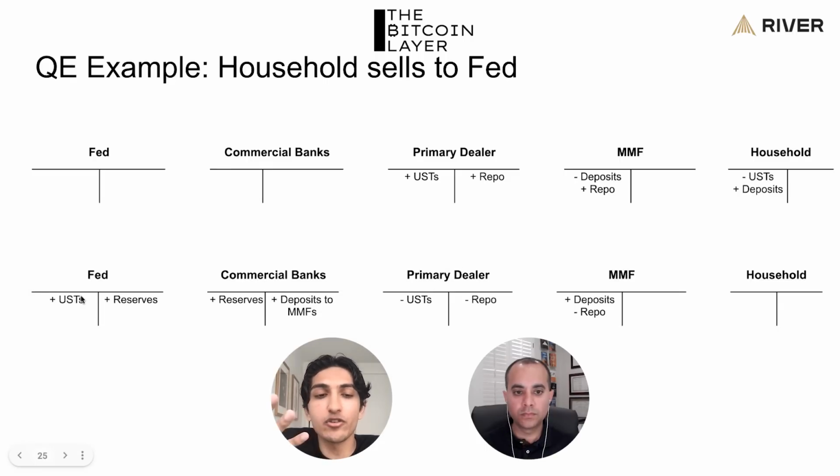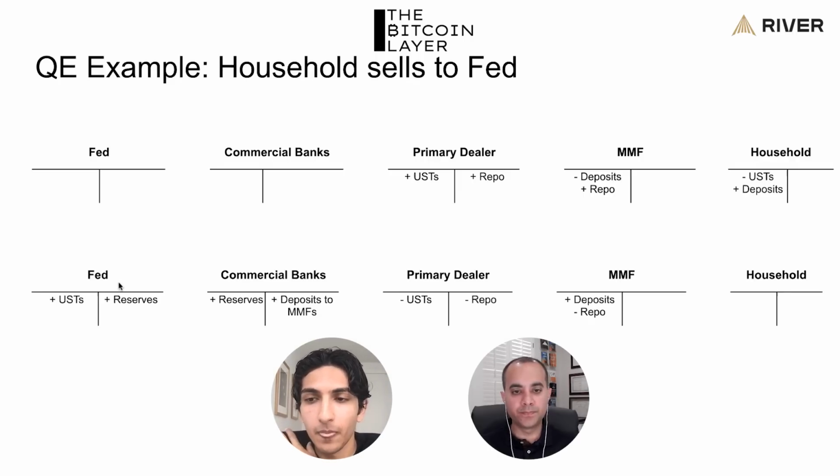The Fed creates reserves out of nothing to buy the treasury, credits those reserves to the commercial bank, who then sends those reserves to the money market fund, who then closes the repo transaction because now the primary dealer doesn't need that financing. So if we were to then stitch these two together, that would be the entire process. But that's what it looks like for a household to ultimately sell its treasuries to the Fed.